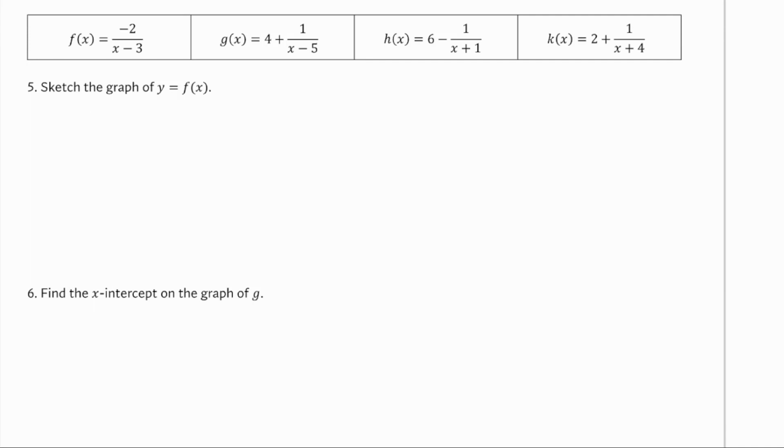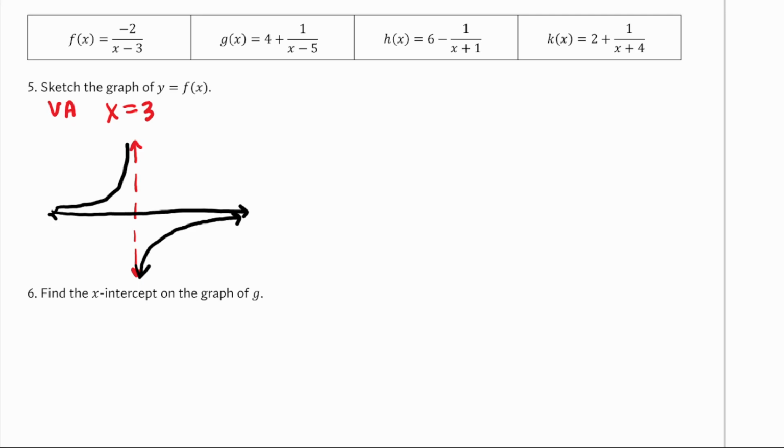All right, number 5 is sketch the graph of y equals f of x. I'm going to have a vertical asymptote at x equals 3, so I might just start with that. The horizontal asymptote is going to be y equals 0 because I'm not adding anything on the outside. This is a -1 over x type graph, and we know that's going to occupy the lower right and the upper left corners of our graph.